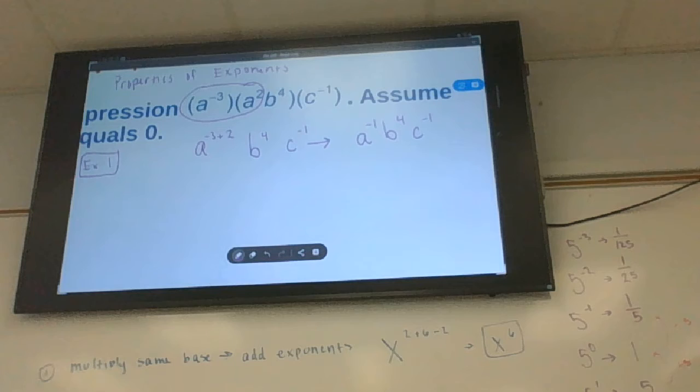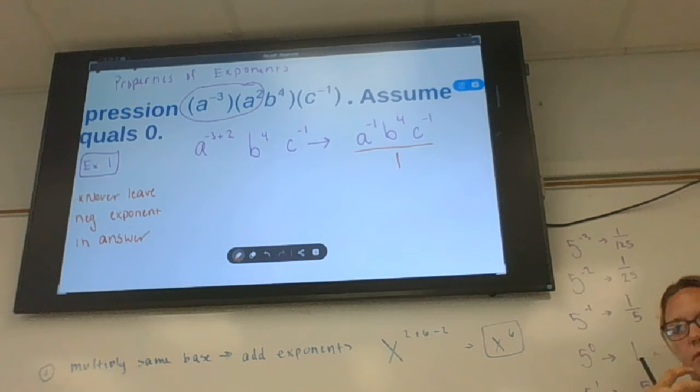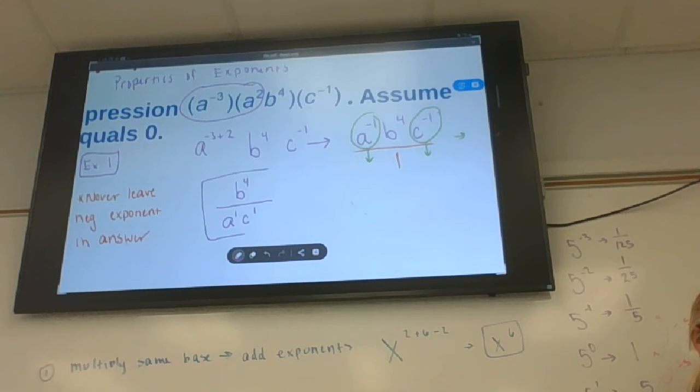Now, negative exponents are not allowed. Never leave a negative exponent in a final answer. It's like a whole operation. So here, it's not a fraction, but I'd like to see it as a fraction, so I'm going to put this whole thing over 1. And anything with a negative exponent becomes a part of the denominator. So I'm going to circle this, and I'm going to put it down on the bottom. And I'm going to circle this, and I'm going to put it down on the bottom. So I have B to the 4th in the numerator, A positive 1, C positive 1. And that's the final answer.